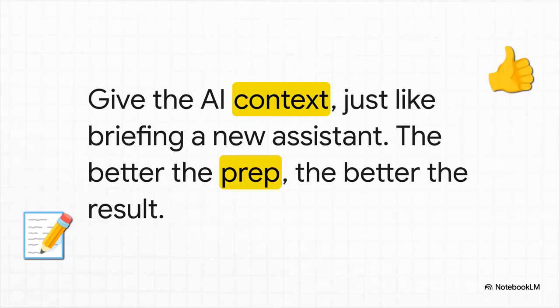First up, P is for prime. This is all about the prep work, the briefing phase. Before you even ask for something, you give the AI context, just like you'd brief a new assistant before a project. You're telling it who to be and what information it needs to use. Seriously, the better your prep here, the better your final result will be.